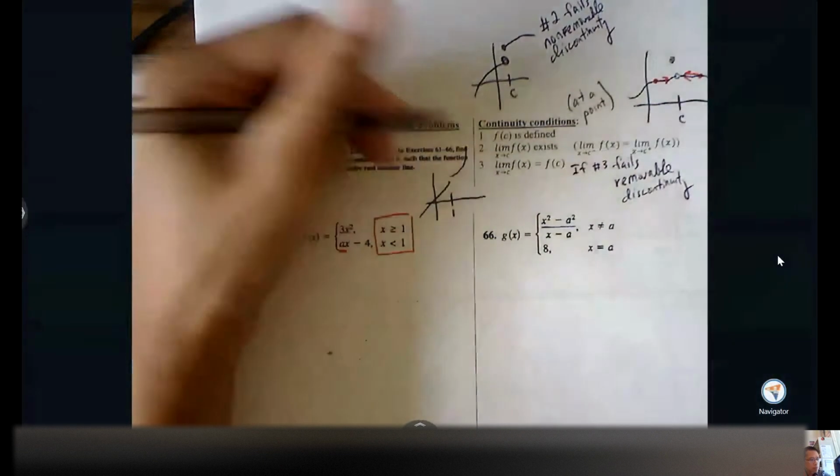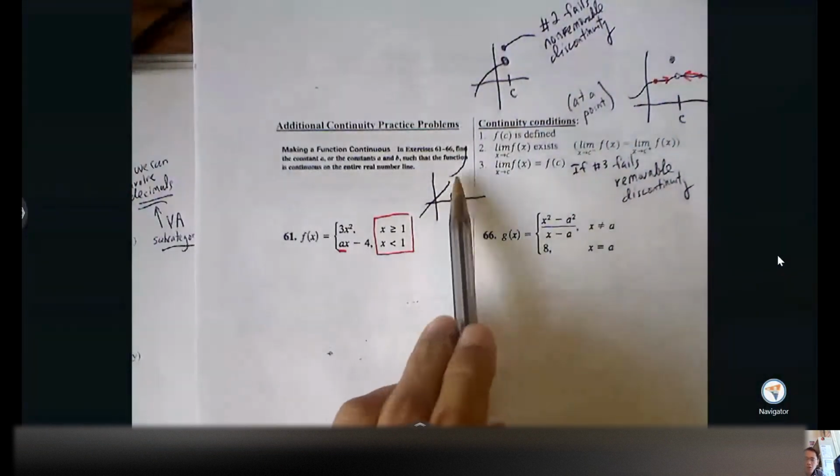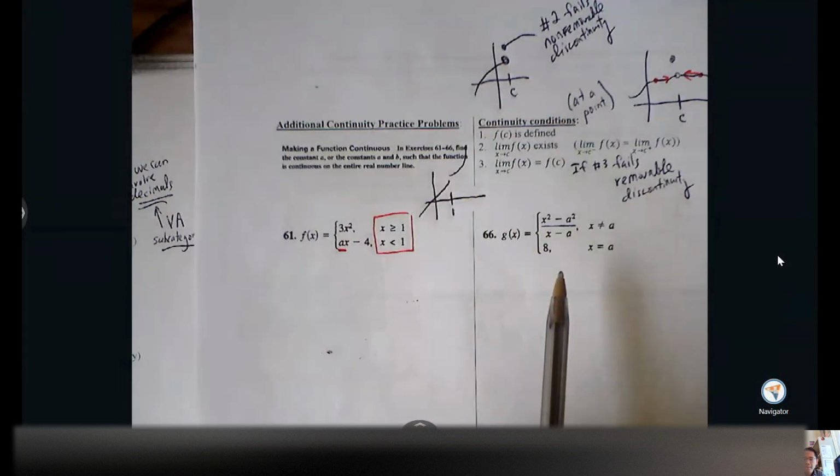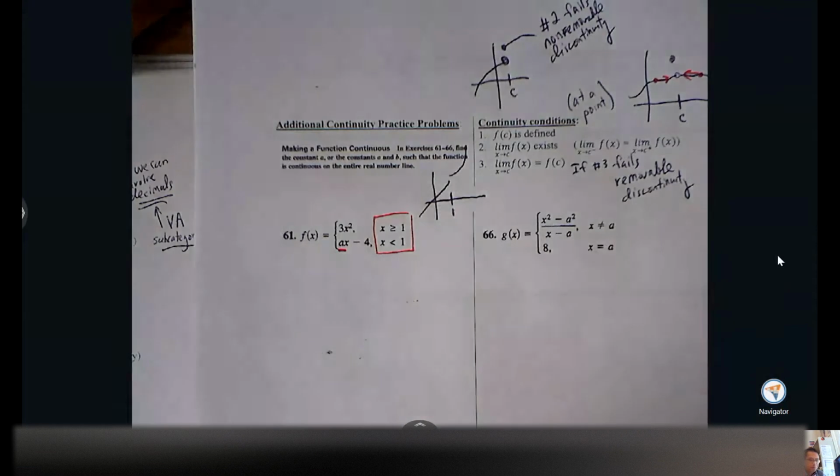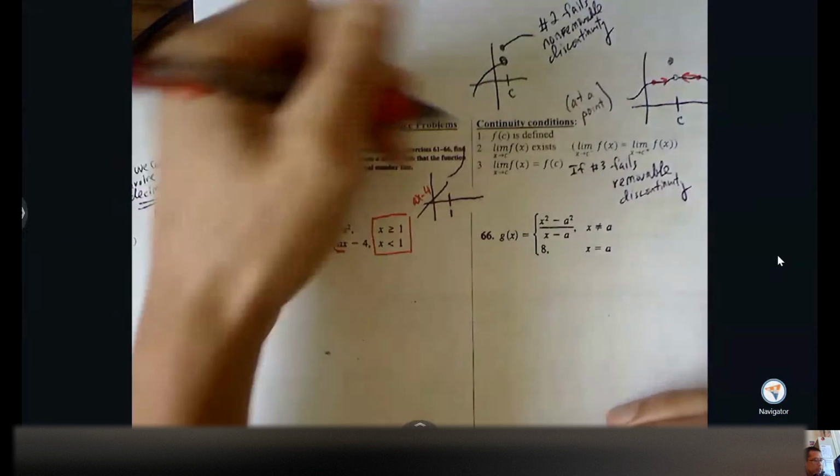Right now, these graphs may or may not connect, and we're trying to find an a value so that they will connect nicely. And let me just label these expressions for now.